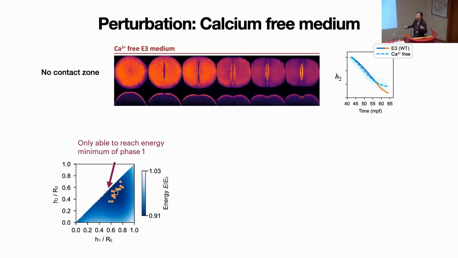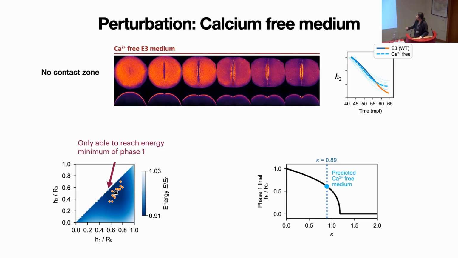By our theory, since there's no membrane contact, rather than arriving at the global energy minimum, it should only be able to reach the energy minimum of phase one, which is over here. So this is what we predicted. We take the same value of kappa and put it into our phase one energy landscape, and this is what we predict the calcium-free medium should give us. And it matches surprisingly well with the experiments, which we're very happy about.